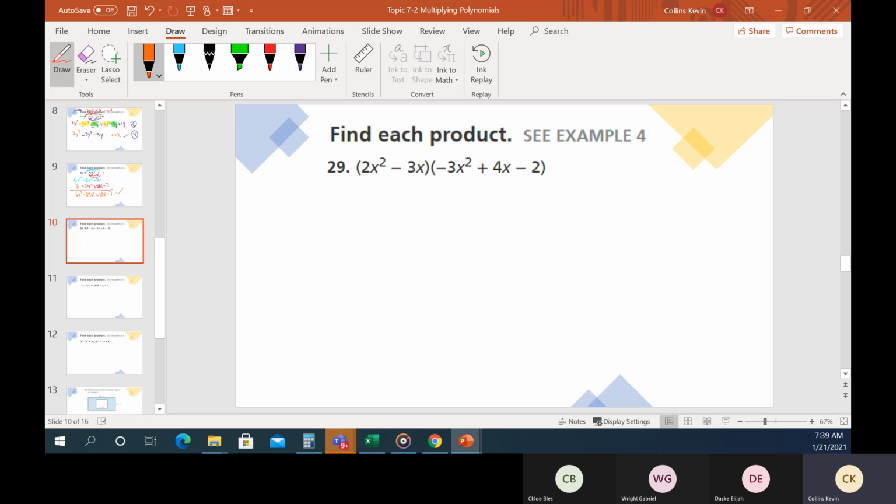So for my more artistic people, they like this one. And again, like I said, if you like it, great. If you don't, that's fine too. So my more artsy people will say, okay, I'm going to do 2x, 2, and then here I'm going to write minus 3x. Then up here, I'm going to write minus 3x squared, and then plus 4x and minus 2.